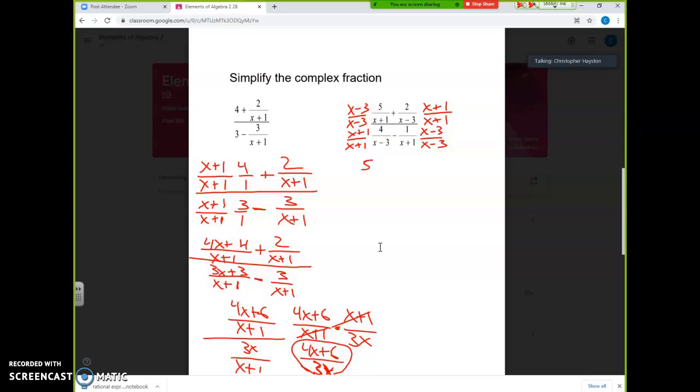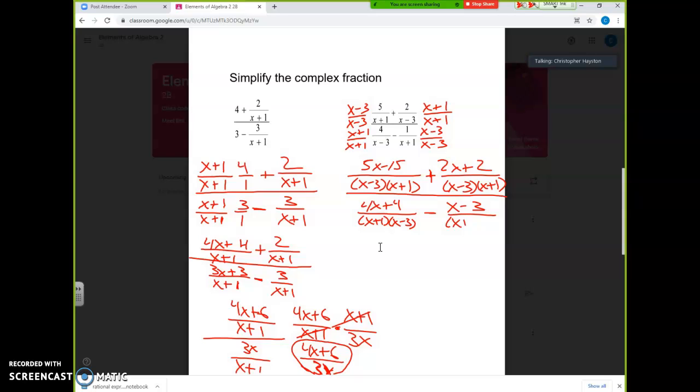And we've got to be careful with the distribution. Up top, 5x minus 15 over x minus 3, x plus 1, plus 2x plus 2 over x minus 3, x plus 1. On the bottom down here, we have 4x plus 4 over x plus 1, x minus 3, minus x minus 3 over x plus 1, x minus 3. Now, this is the one where you've got to be careful with the negative. The top part of this fraction becomes 7x minus 13 over x minus 3, x plus 1.